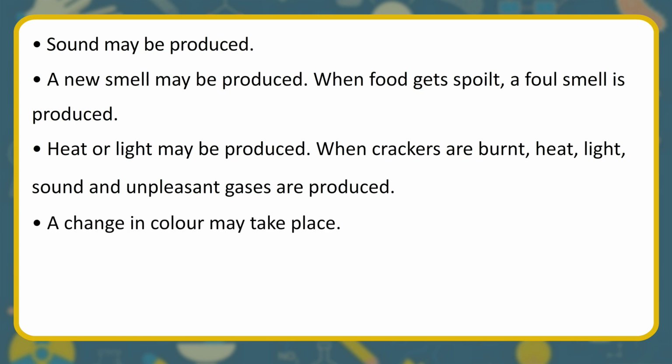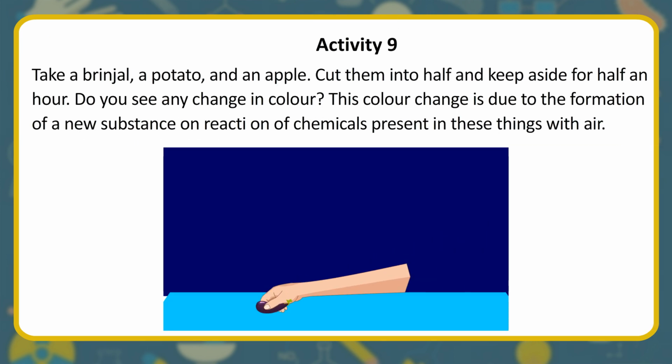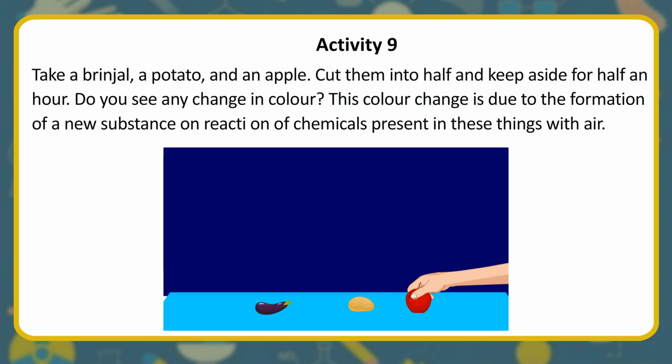A change in color may take place. Activity: take a brinjal, a potato, and an apple. Cut them into half and keep aside for half an hour. Do you see any change in color? This color change is due to the formation of a new substance on reaction of chemicals present in these things with air.